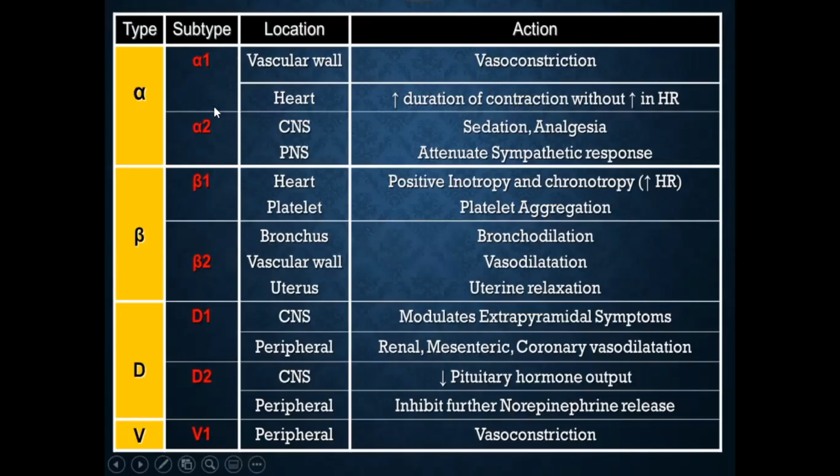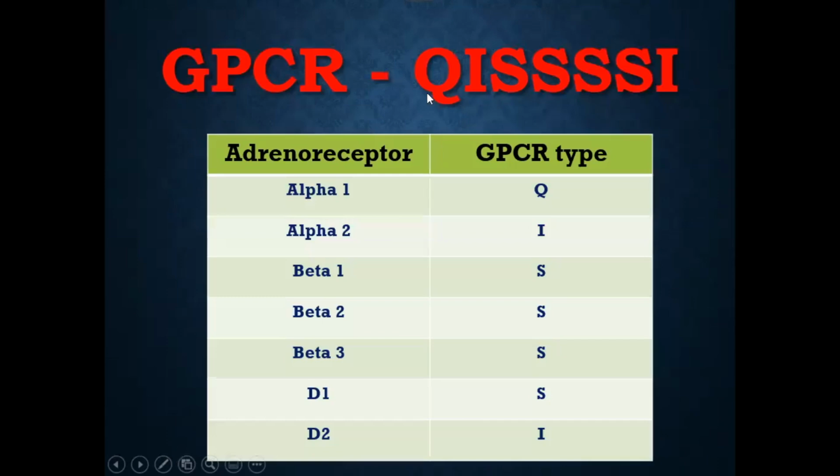What are the alpha receptor and its subtypes? Where is it located and what is the action when it gets stimulated? Read on your own. We have alpha, beta, D, and vasopressor. I'm going to talk about G protein coupled receptors and how to remember which works via which.